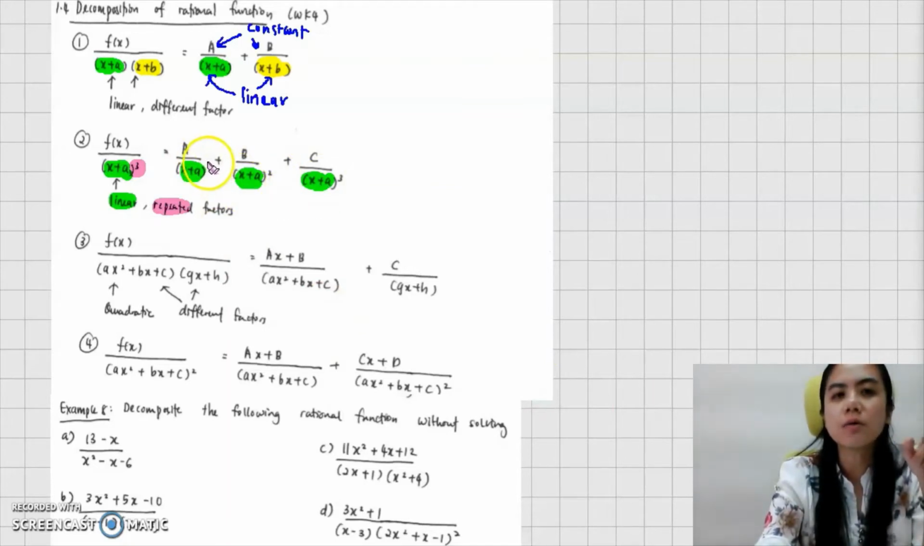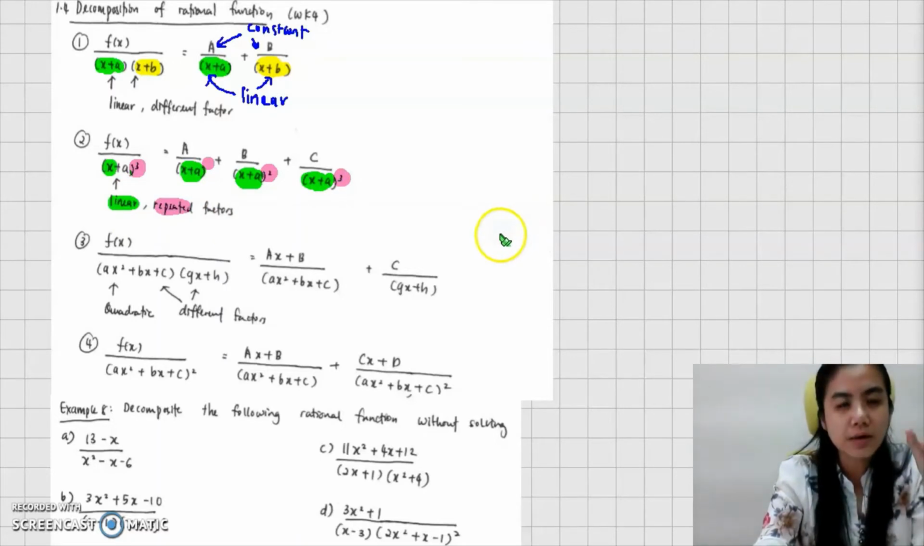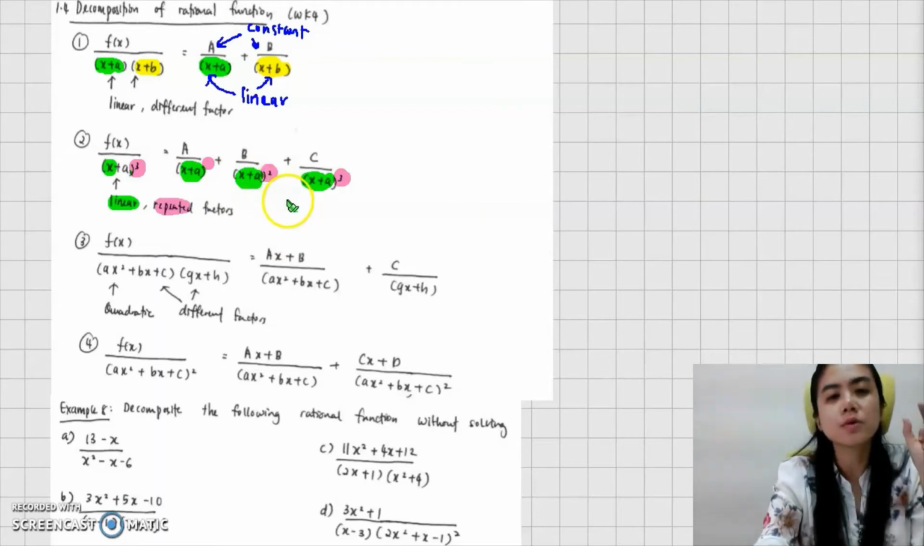So this is power of 1. Of course, I did not write the 1; this is understood as power of 1. And we have power of 2 and power of 3. One thing is that it is linear because we focus on the thing inside the bracket. Inside the bracket, what we have here is x to the power of 1, so that's why we say it is linear. So we consider we have a linear factor that has been repeated 3 times.